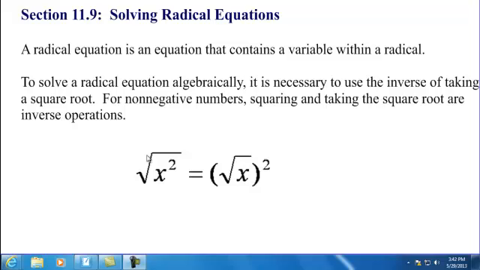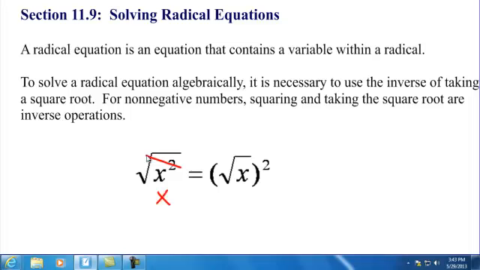So to solve a radical equation algebraically, it is necessary to use the inverse of taking a square root. For non-negative numbers, squaring and taking the square root are inverse operations, just like multiplication and division and addition and subtraction. So taking the square root of something squared, like this right here, crosses them off. It's the inverse operation. Or you can square a square root, and the same thing happens. Those get crossed off, and we are just left with x. We've already done some of this kind, so now we're going to do the other side of that equation.